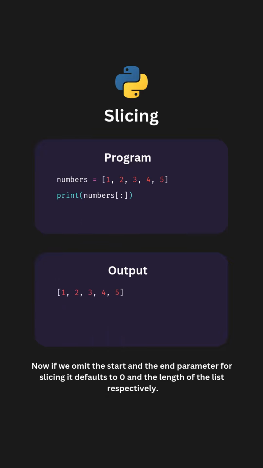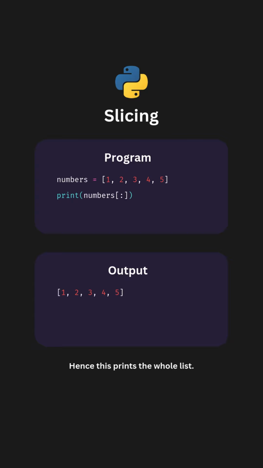Now, if we omit the start and end parameters for slicing, it defaults to 0 and the length of the list respectively. Hence, this prints the whole list.